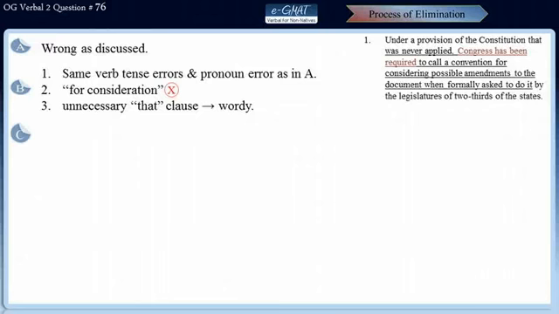Let's take a look at choice C now. Well, choice C is not correct firstly because the same verb tense error, pronoun error and idiom error have been repeated as in choice A. And also, there is no independent clause here as there is no verb in this entire choice. This choice is actually a fragment.